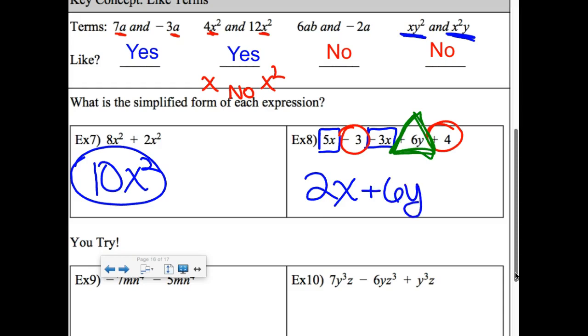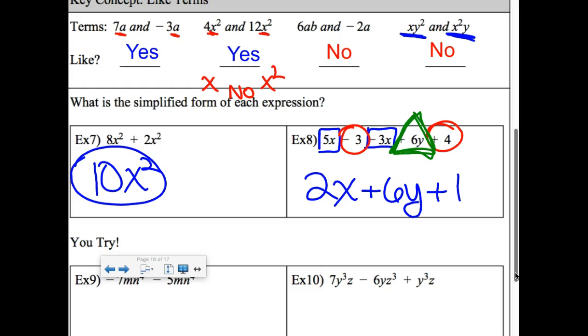I also have -3 plus 4. This should be a review. We've been talking about positive and negatives and adding them. So I'm going to take -3 plus 4. That is going to give me +1. I look here, is there anything else I can combine or simplify? I can't combine x's and y's.